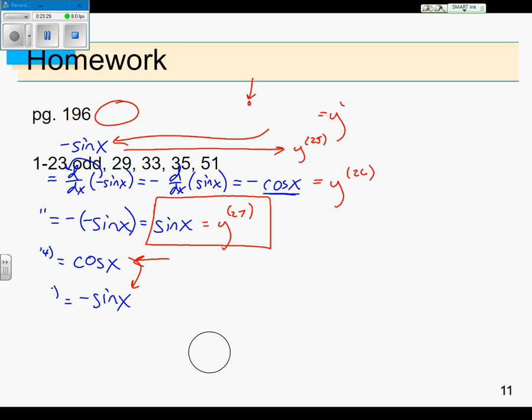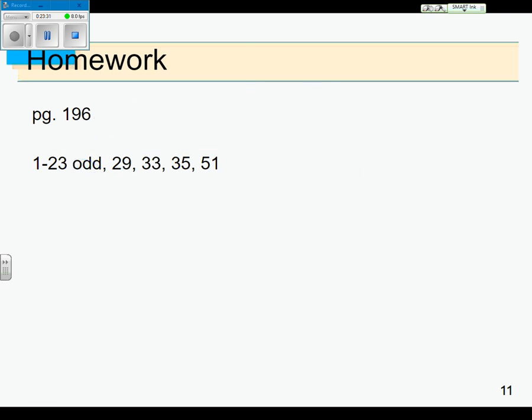Work some of these. You're going to have to practice these in order to get used to working the quotient rule and the product rule within these new rules that I told you for trigonometric functions and finding the derivatives of them. So have questions ready for me, and I'll catch up with you guys next time.